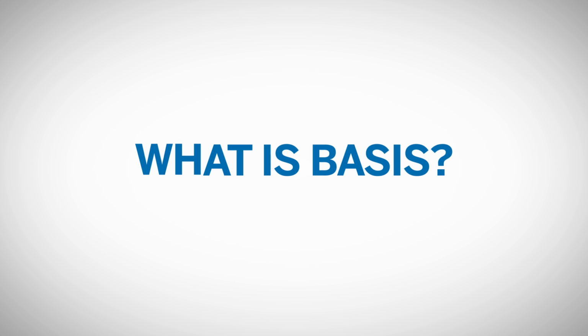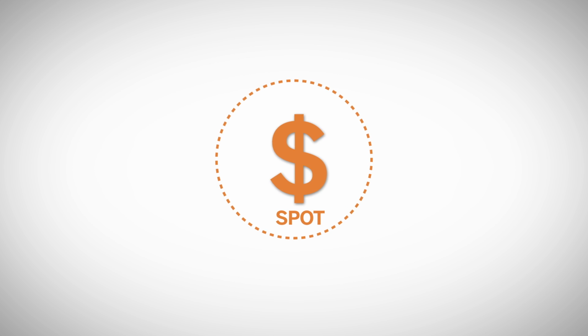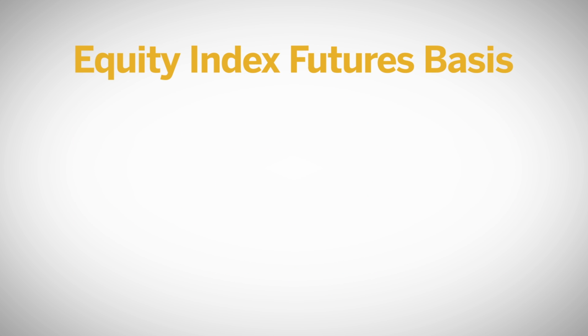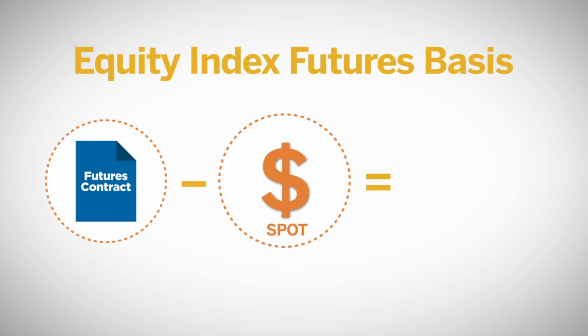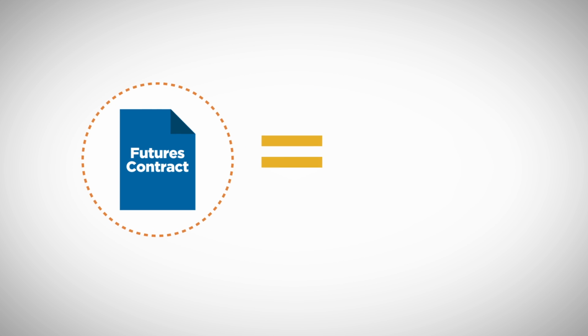Basis. Basis is the difference in price between the futures contract and the spot index value. We generally quote an equity index futures basis at the futures price minus the spot index value. Why is basis important to traders? Here's why this matters. Equity index futures are not an asset.